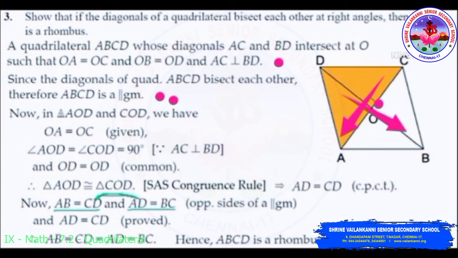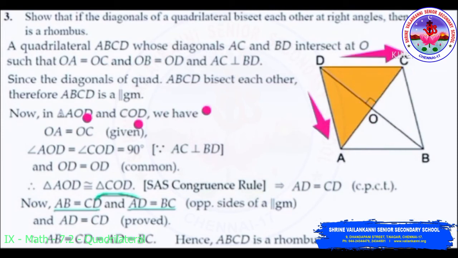So first, we are going to bring a quadrilateral into a parallelogram. Then we are going to prove that the parallelogram becomes a rhombus. Consider triangle AOD and triangle COD. We know that the diagonals bisect each other, so we get OA is equal to OC in length, where these two sides are involved in the triangles AOD and COD. Since AC is the perpendicular bisector of BD, we get angle AOD is equal to angle COD is equal to 90 degrees. Also OD is the common side to both the triangles.